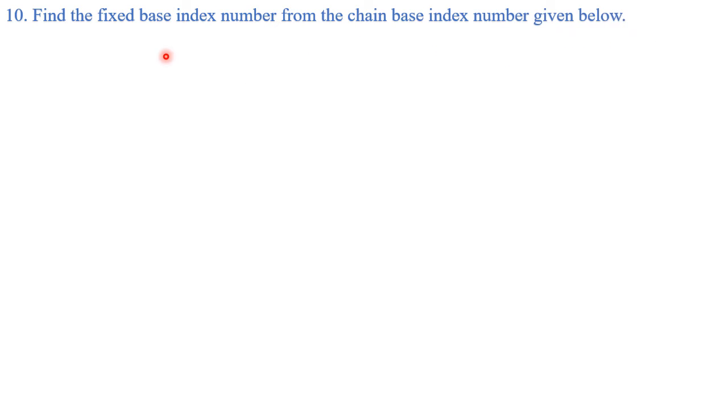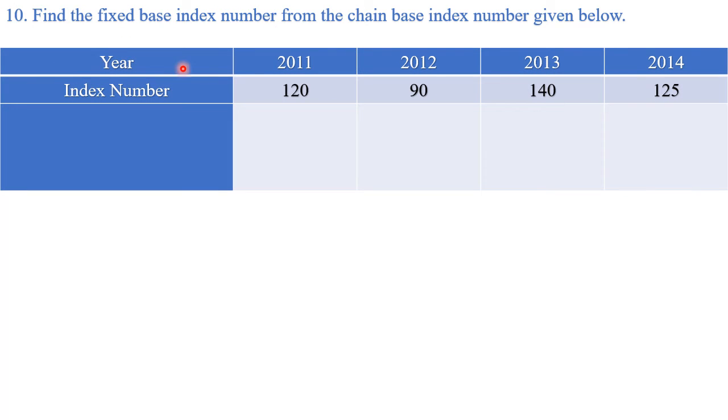Next is question number 10. Find the fixed base index number from the chain base index number given below. So it's simple. You have to calculate fixed base index number from the chain base index number. The years are 11, 12, 13, 14. The index numbers are 120, 90, 140 and 125. And the fixed base index number is what you are supposed to calculate. Now in this question, we have to use the chain base index number to find the fixed base index number. So just copy the first chain base index number here as the first fixed base index number.